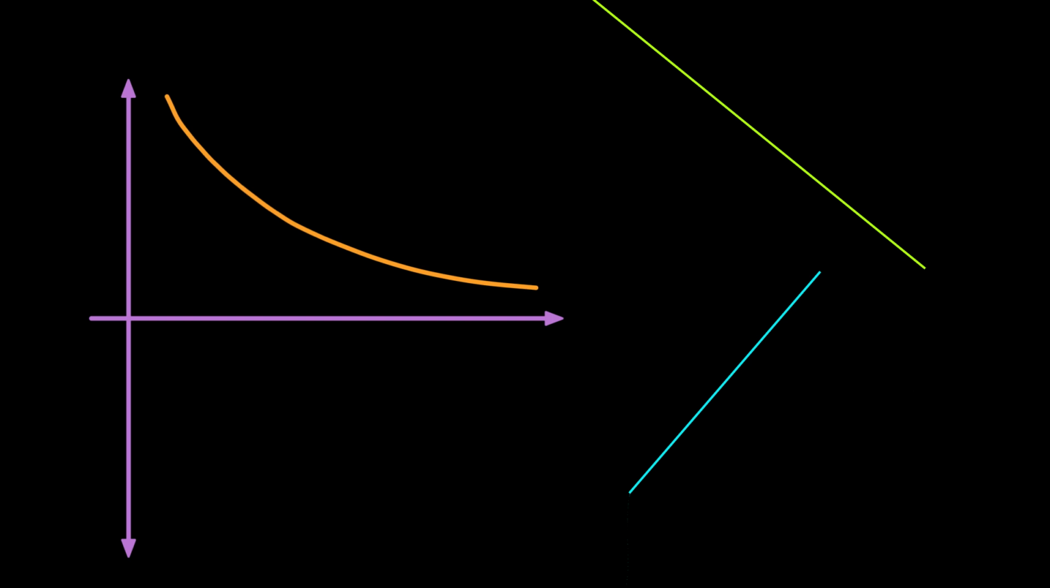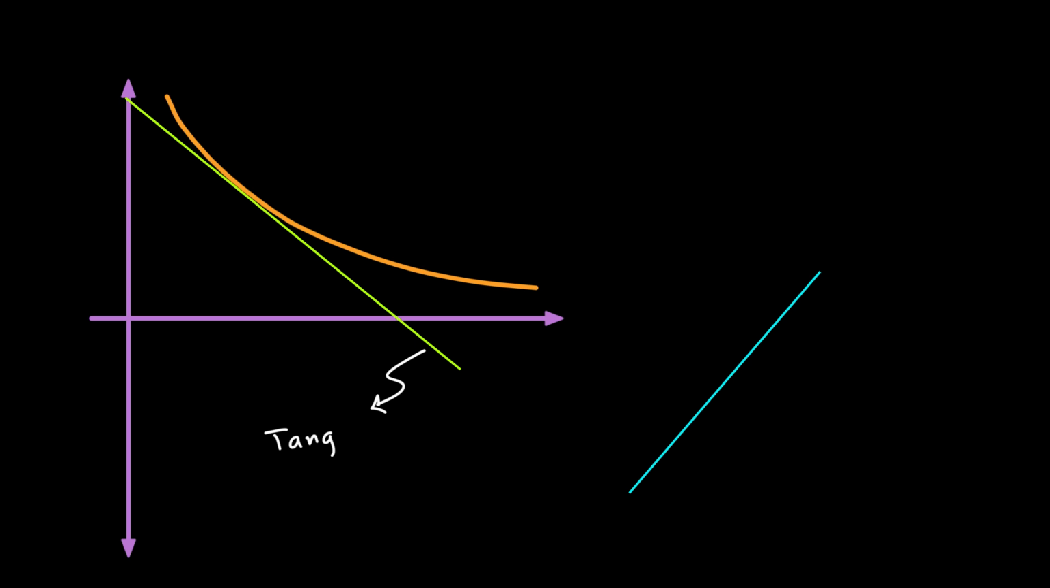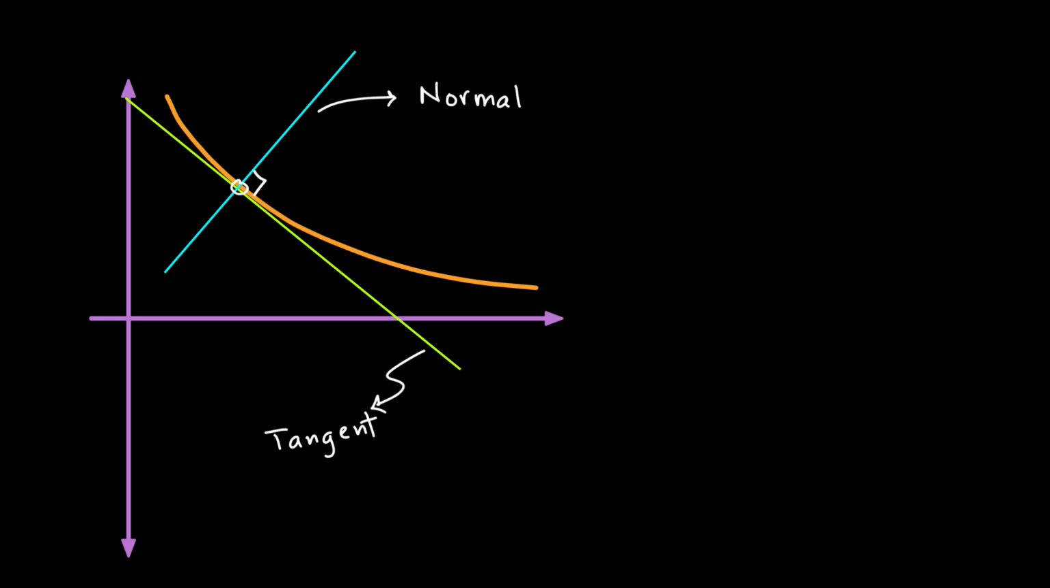Let me pick this green line up and I'll slide it in such a way that it is touching the curve at a particular point. So this green line is a tangent to the curve at this particular point. Let me now pick the blue line, and if I shift this blue line like this, at exactly the same point, this blue line is perpendicular to the green line. So therefore, this blue line is the normal to the curve at the same point.